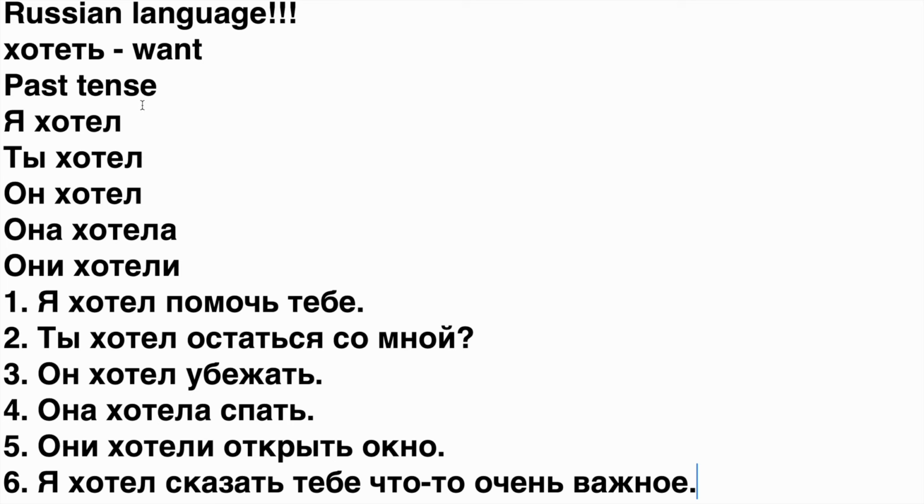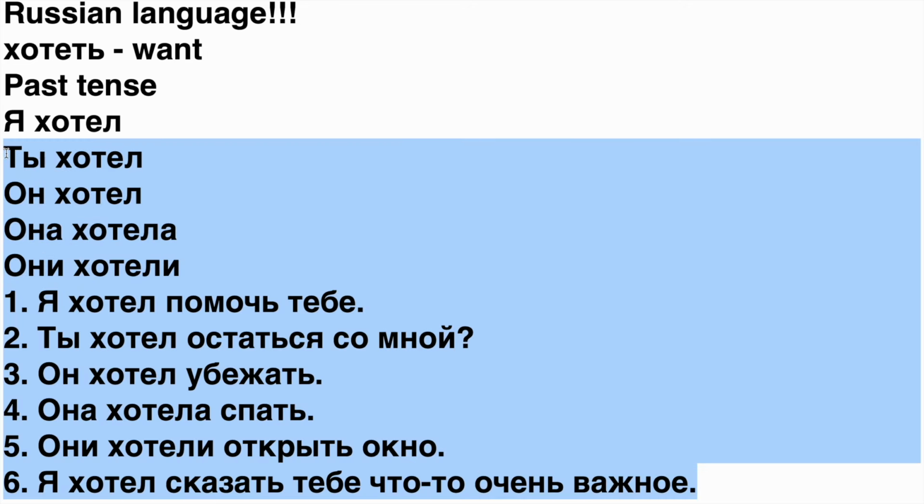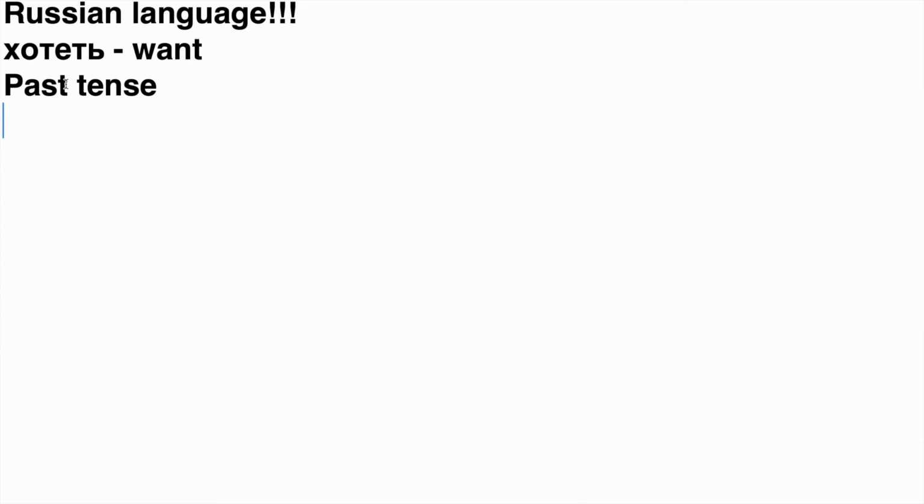One more time. In the past tense, this verb хотеть, want, we use in this kind of version like я хотел, ты хотел, он хотел, она хотела, они хотели. And examples. Я хотел помочь тебе. Ты хотел остаться со мной? Он хотел убежать. Она хотела спать. Они хотели открыть окно. Я хотел сказать тебе что-то очень важное. So, and next we will talk about the future tense.